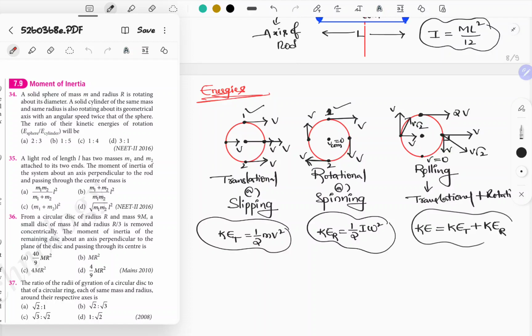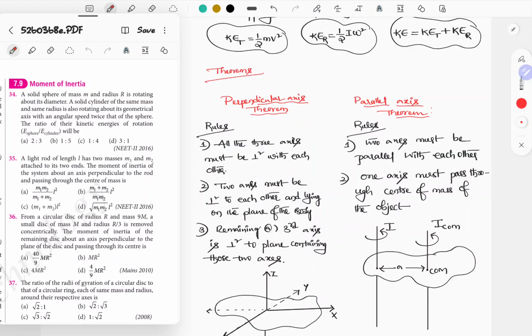So this is the total kinetic energy of the object if it is rolling, in the sense it is rotating by its own, at the same time it is displacing from one position to another position. This is how we have to represent different types of energies of the object in their respective motions, like translational, rotational and rolling motion. Hope you understood, guys.